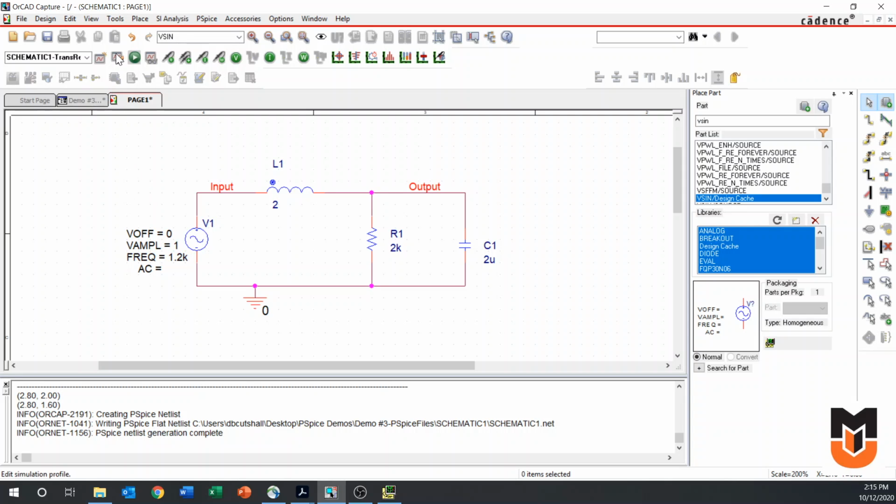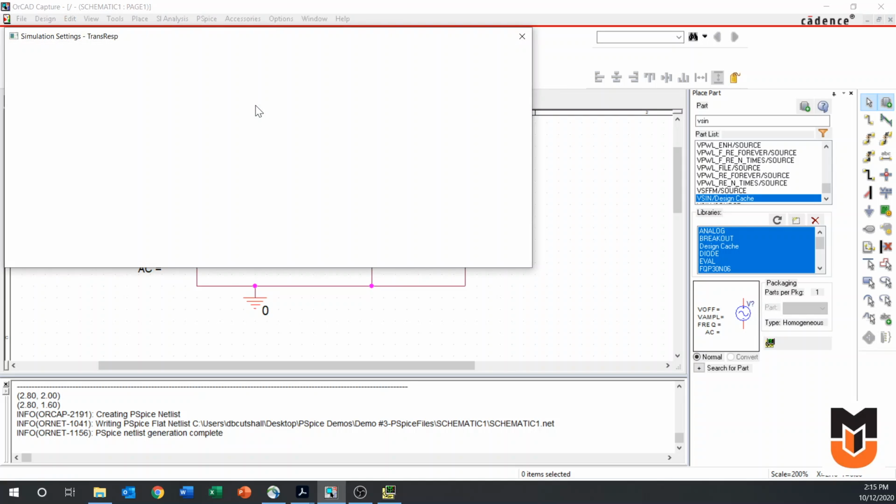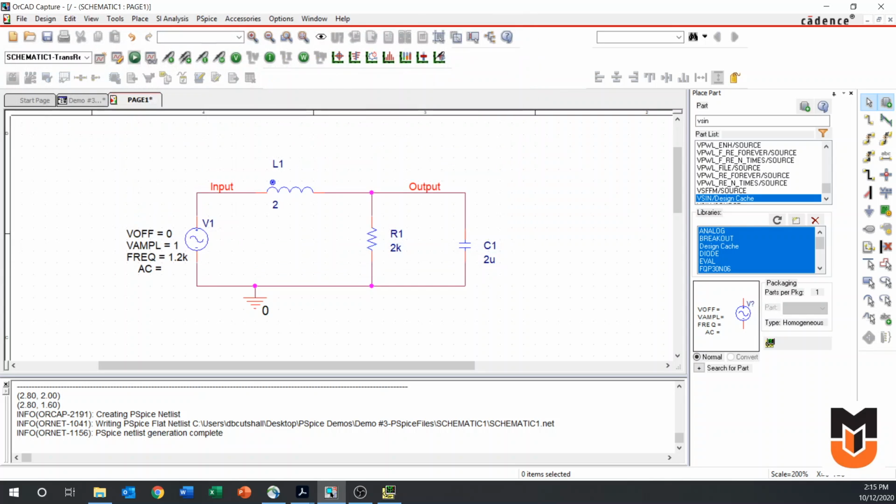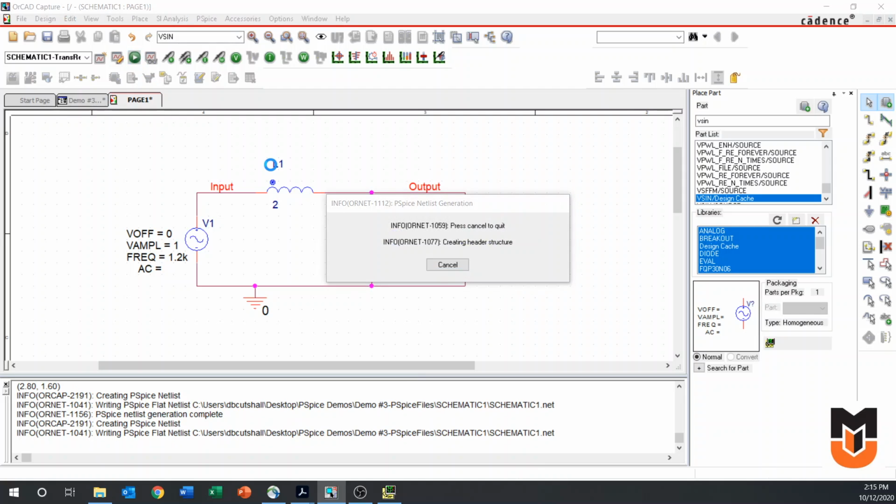So we need to also adjust our simulation settings though. So let's adjust this to be 5 periods. So for 1.2 kHz, that corresponds to 4.2 milliseconds. And we're going to stay with that arbitrary maximum step size of period divided by 100, which gives us 8.3 microseconds. So let's click OK, and let's rerun our simulation.